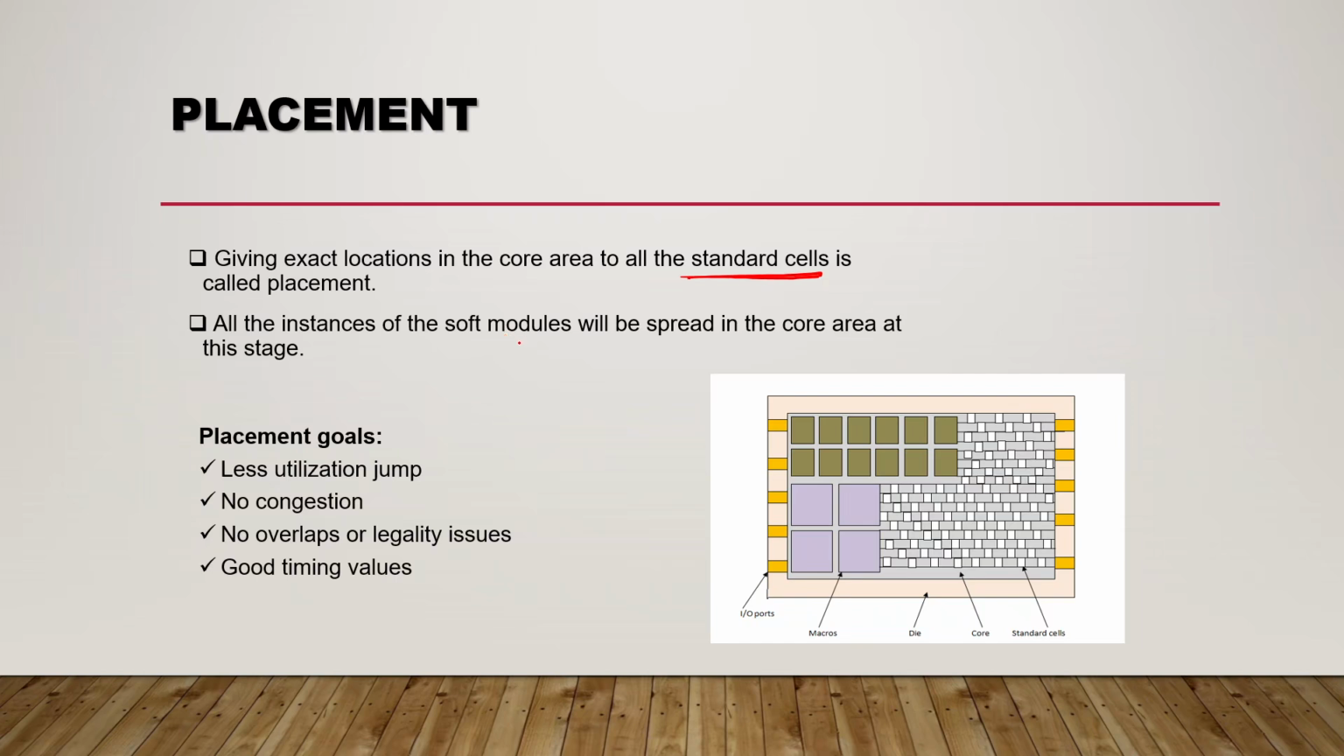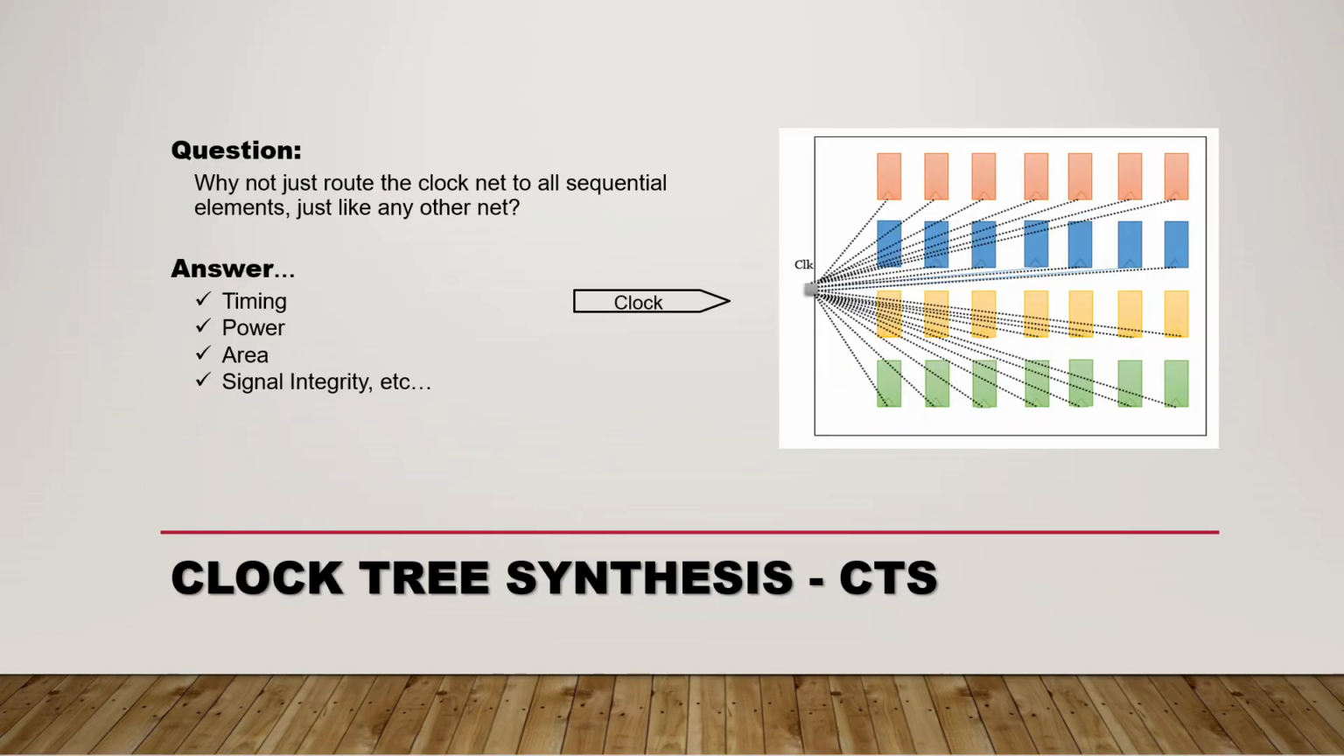All instances of soft modules will be spread in the core area at this stage. Placement goals are utilization of die, no congestion, no overlapping, and good timing values. These are the placement goals.